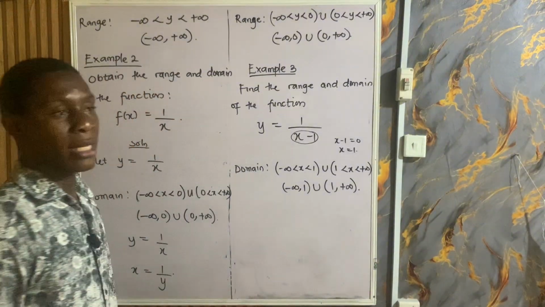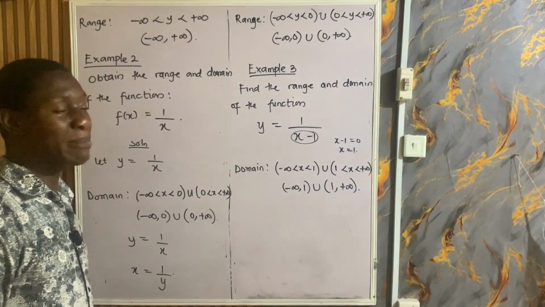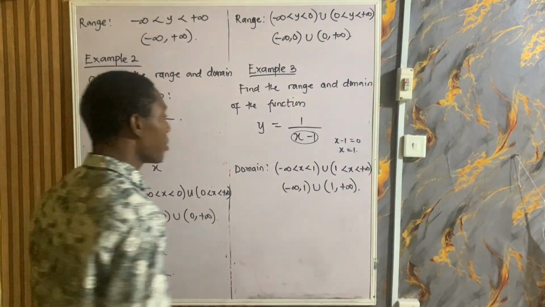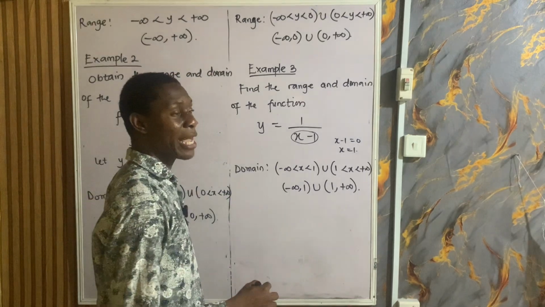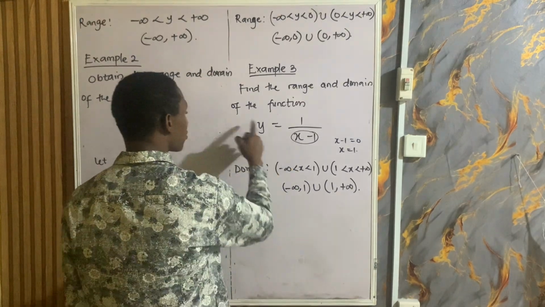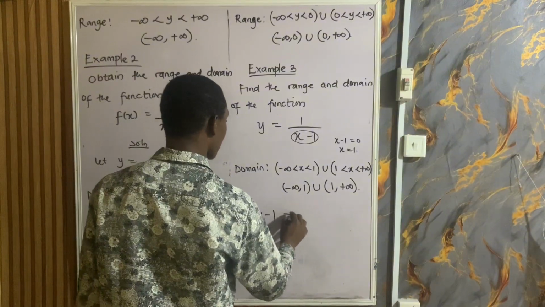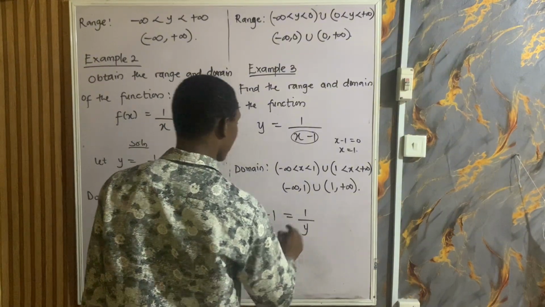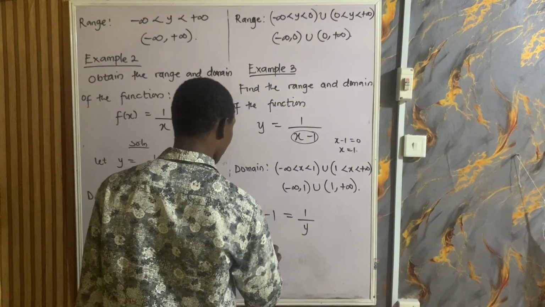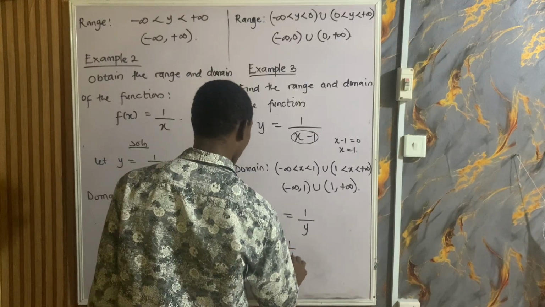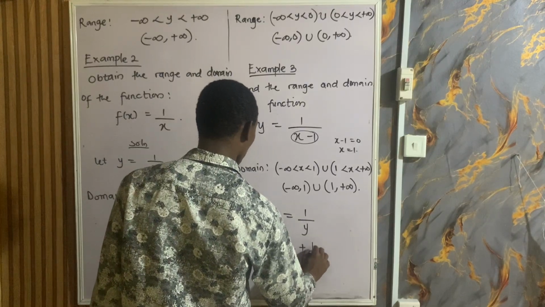So this is our answer. Now let's do our range. Remember, to do our range, we need to make y the subject of the formula, x the subject of the formula, first. So I interchange this now. If that happens, you get x minus 1 is equal to 1 over y. Now bring this here, you get x being equal to 1 over y plus 1.